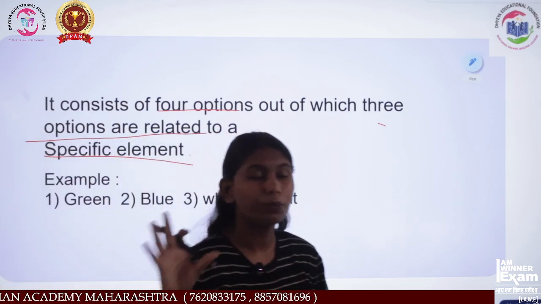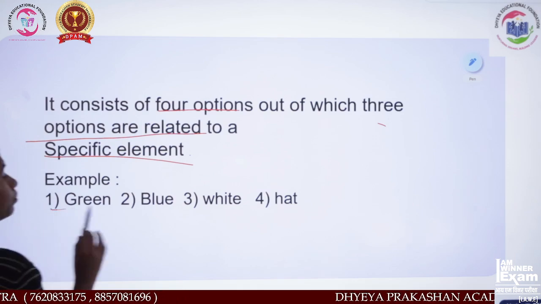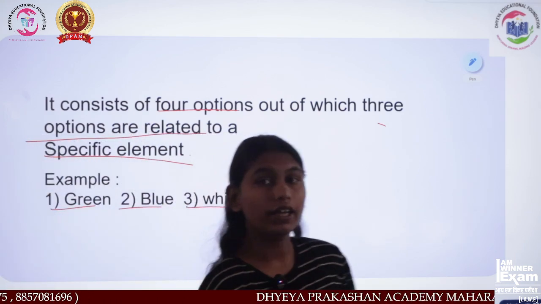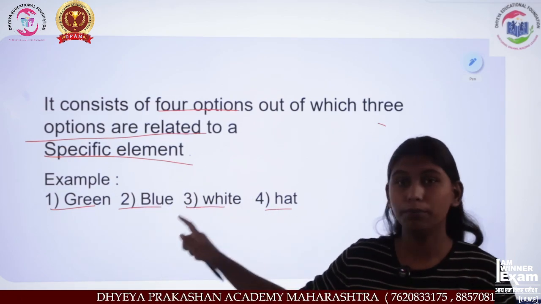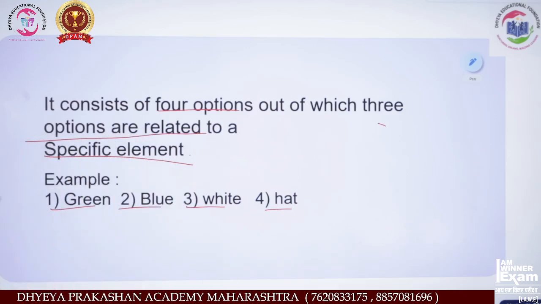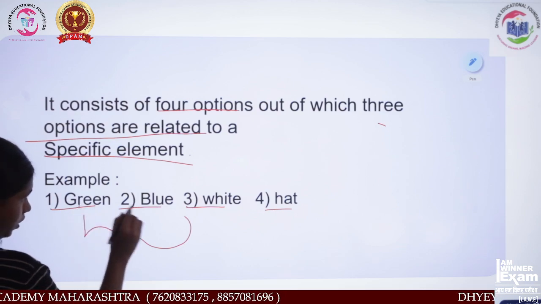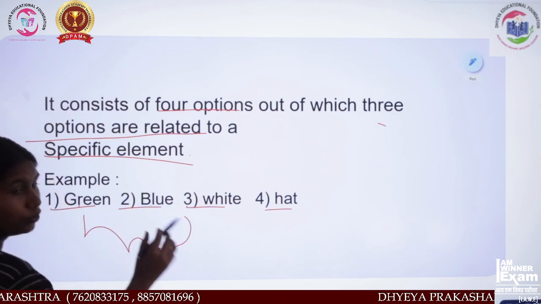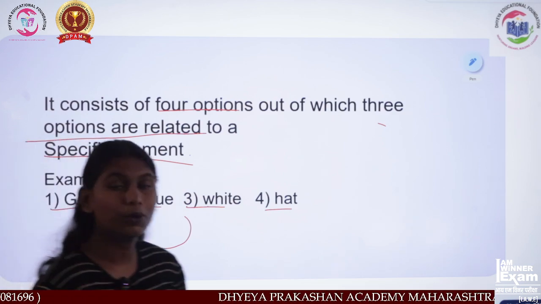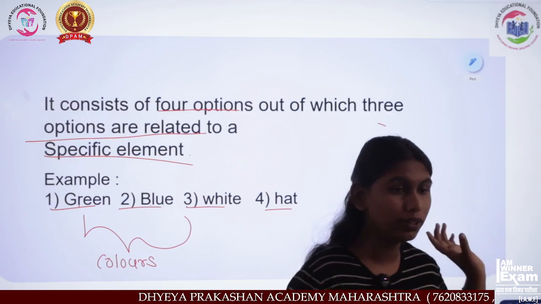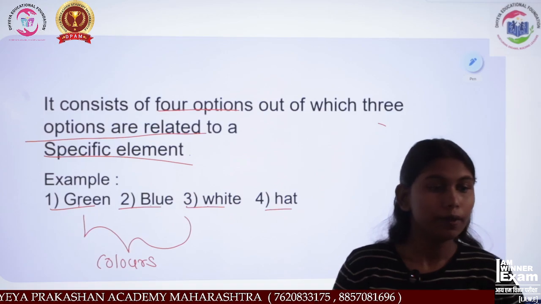Let's take one example so you can clearly understand what we are going to do in this lecture. So here: green, blue, white and hat. These are the 4 words given here. Now these 3 words, green, blue and white, are colors. But hat.